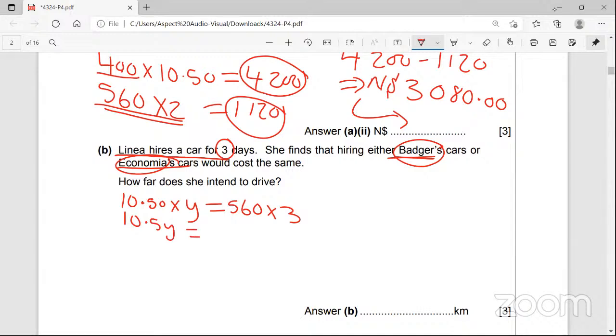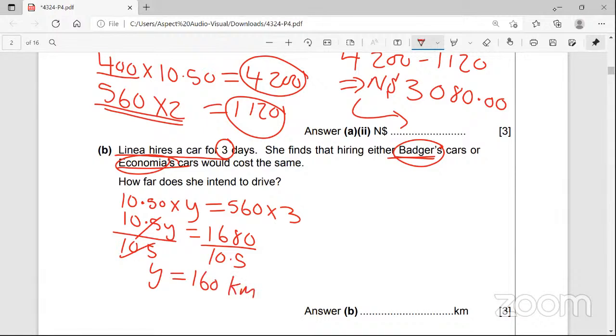1,600. 1,680. And then you divide with 10.5. You divide this side with 10.5. Okay, what is your y? 161 kilometers. So this is actually 160 kilometers. Okay, those that are online, are you guys fine?